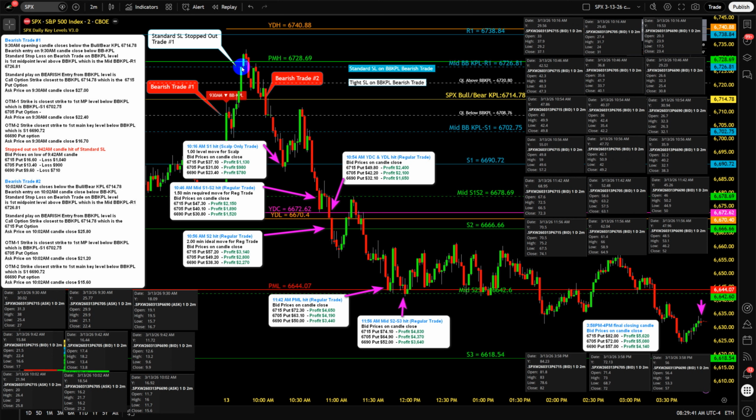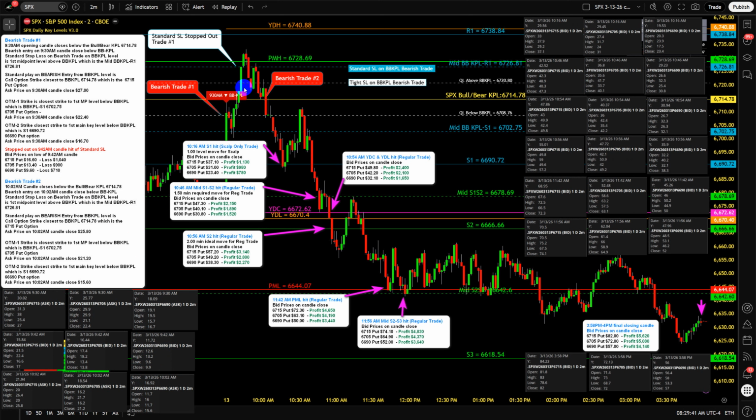So as you can see, it does hit both the standard stop loss and the tight stop loss in this particular candle. The 67.05, the lowest price of this candle, $13.40, loss of $900. 66.90, furthest out of the money, lowest price in this candle, $9.60. That's a loss of $710.